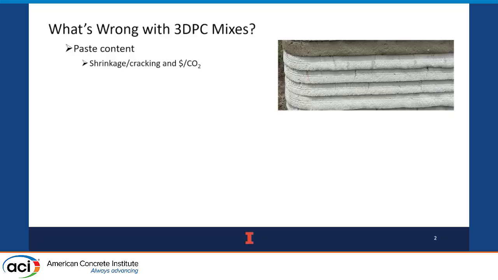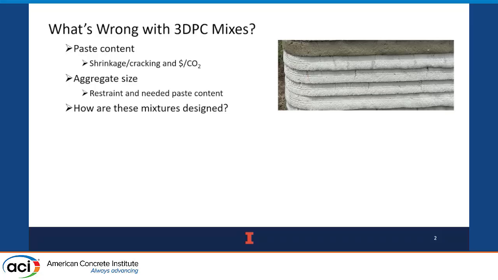And then obviously the money and CO2 embodied in these paste-rich mixes is not ideal. We really want to bring down this paste volume. And then you'll see a lot of 3D printed concrete is not really concrete. There's no aggregates, so you're losing out on some of that restraint that would maybe help you out with shrinkage. And then obviously with no coarse aggregate or finer gradations, you'll need more paste volume to make up for that. So it's really kind of a double-edged sword there.